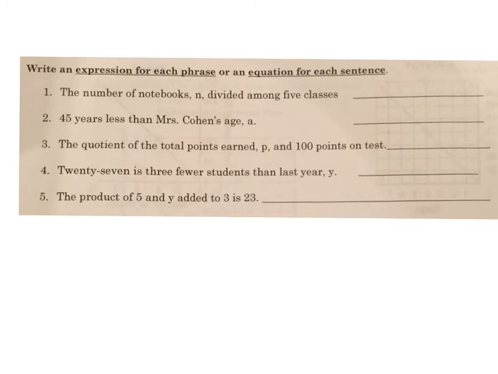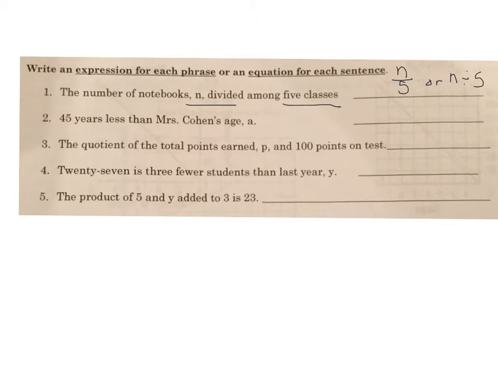For these first few problems, we are looking at writing an expression or an equation for each of the following written expressions. The first one says the number of notebooks, n, divided among 5 classes. This one's kind of easy because they use the word divided. So you could write this as n over 5 or n divided by 5, but the n must come first because that's what you're dividing up.